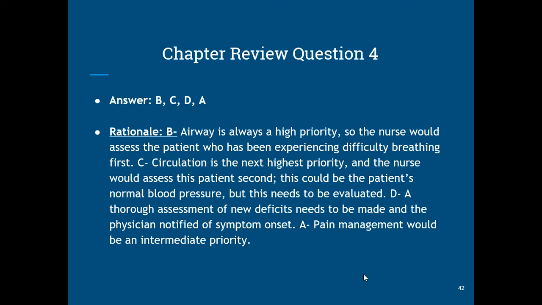All right, so the answers are B, C, D, and then A. Airway is always going to be the high priority. The nurse would want to assess the patient who has been having difficulty breathing first. Then C is circulation, which is the next priority. We would assess patient C next. It could be the patient's normal blood pressure, but we need to evaluate it. Then D, a thorough assessment of new deficits needs to be made, and we'll probably notify the physician of them. And then A, pain management would be sort of an intermediate priority.